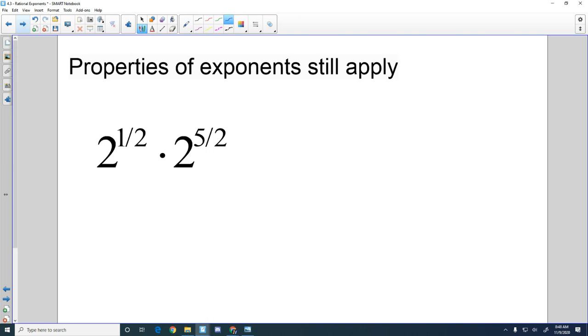Even if your exponents are fractions, all those other classic exponent rules still apply. Meaning, if I'm multiplying the same base, see how this is a 2 and that's a 2? We can combine exponents. Do you remember what that rule is? If you're multiplying the same base, how do you combine exponents? What do you do to them? That's right. Exactly, Nick. You add them up. So this would be the same as taking 1/2 plus 5/2.